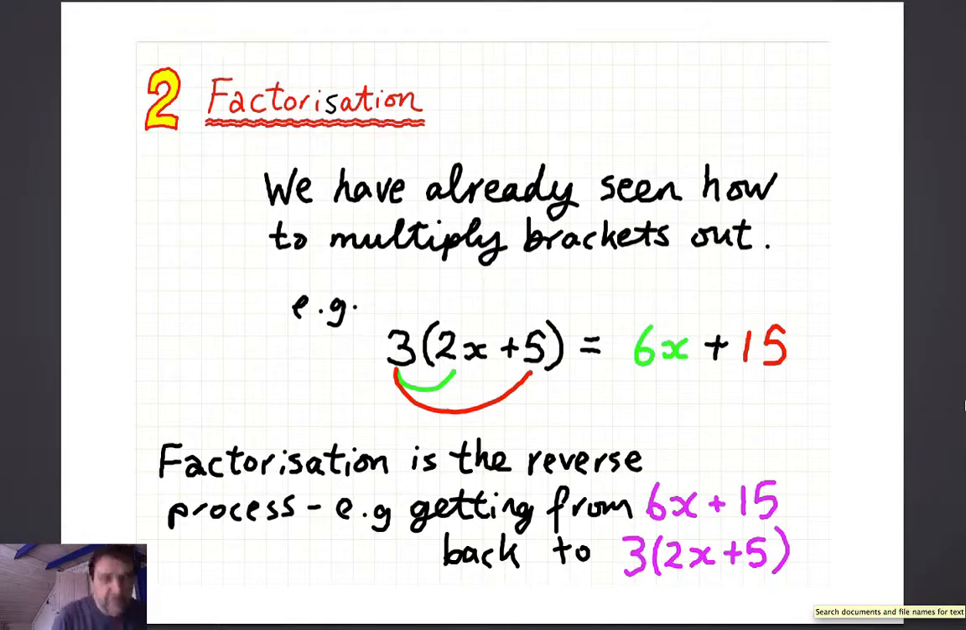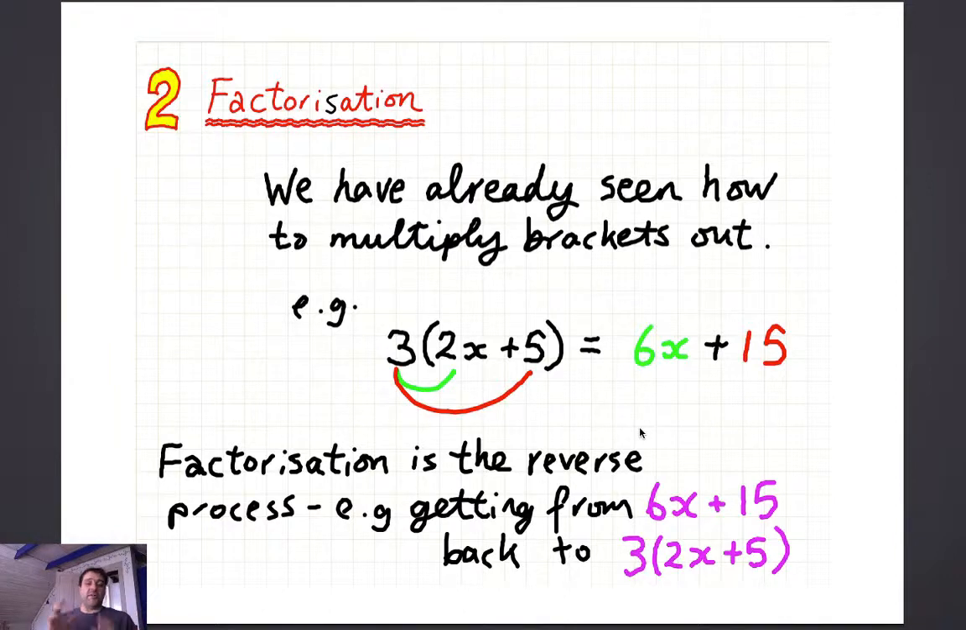Okay, so we're revising MYP4 Unit 2, and Chapter 2 is all about factorization, which I spell with an S, being English. And we've already seen how to multiply brackets out. So, for example, 3 times 2x plus 5 is 3 times 2x plus 3 times 5, which is 6x plus 15. And you can see I've tried to color code that to show you what comes from where. So factorization is the reverse process of that.